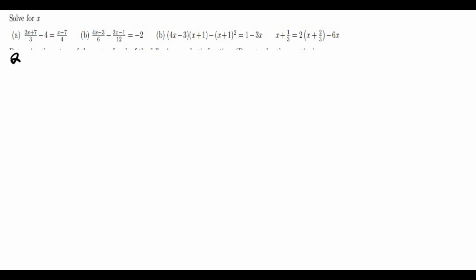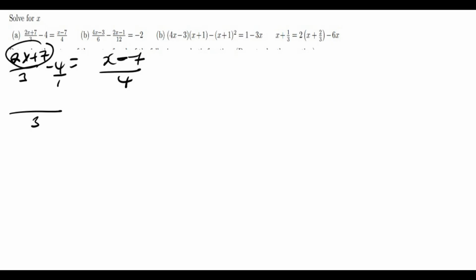So we have (2x plus 7) divided by 3, minus 4, is equal to (x minus 7) divided by 4. Let's simplify this. We divide this by 1. The common denominator is 3. Simple. So 3 into 3 is 1. 1 times everything on top here, that becomes 2x plus 7. 1 into 3 is 3. 3 times negative 4 on top there, that is minus 12. This should be equal to (x minus 7) divided by 4.